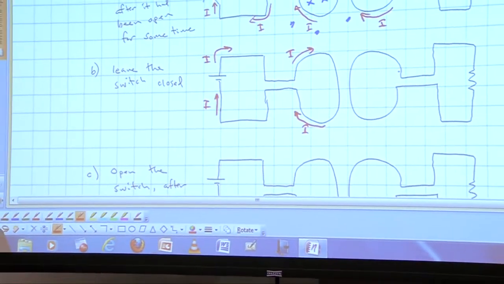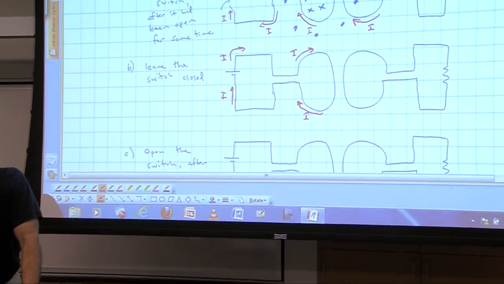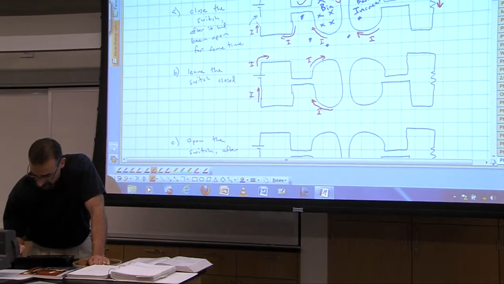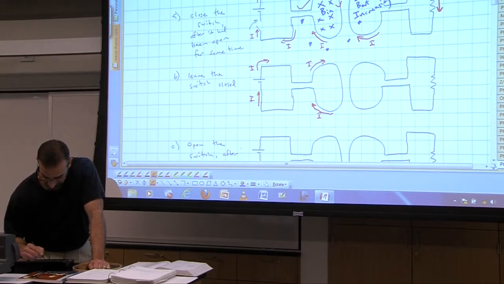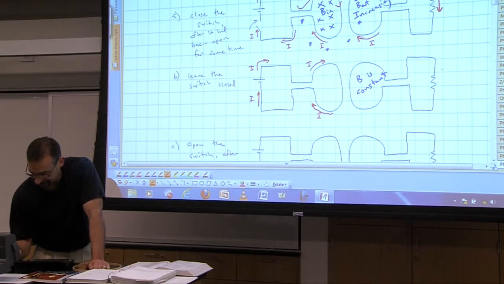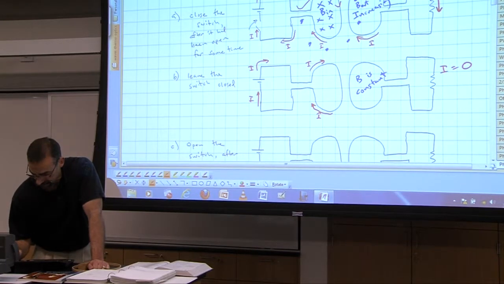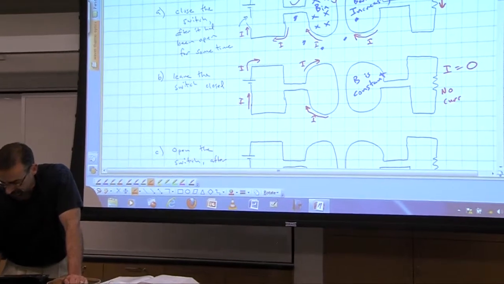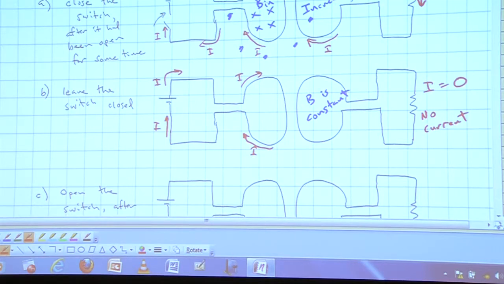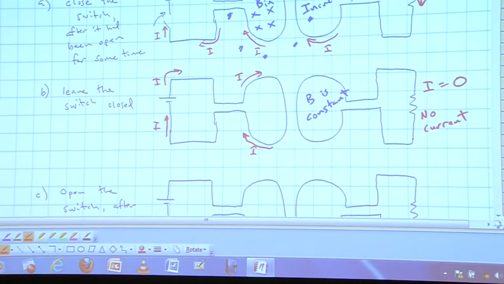So since B is constant, over here, I'll write it over here. B out increasing, and over here, a constant magnetic flux doesn't cause anything to happen in that circuit.